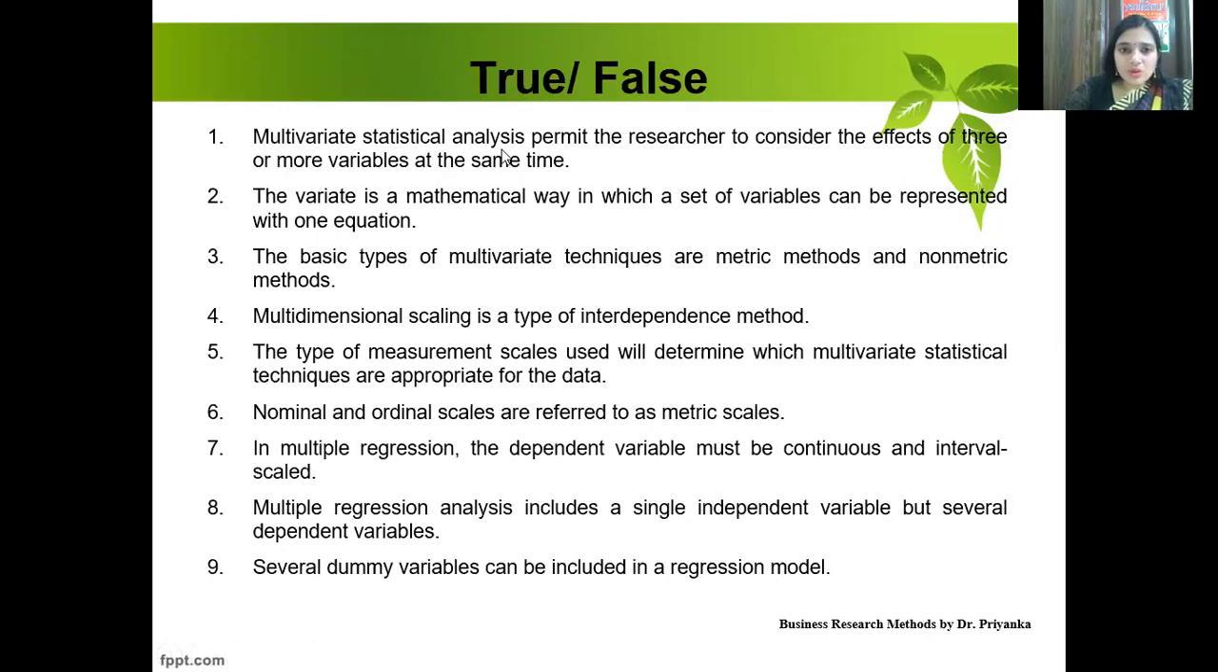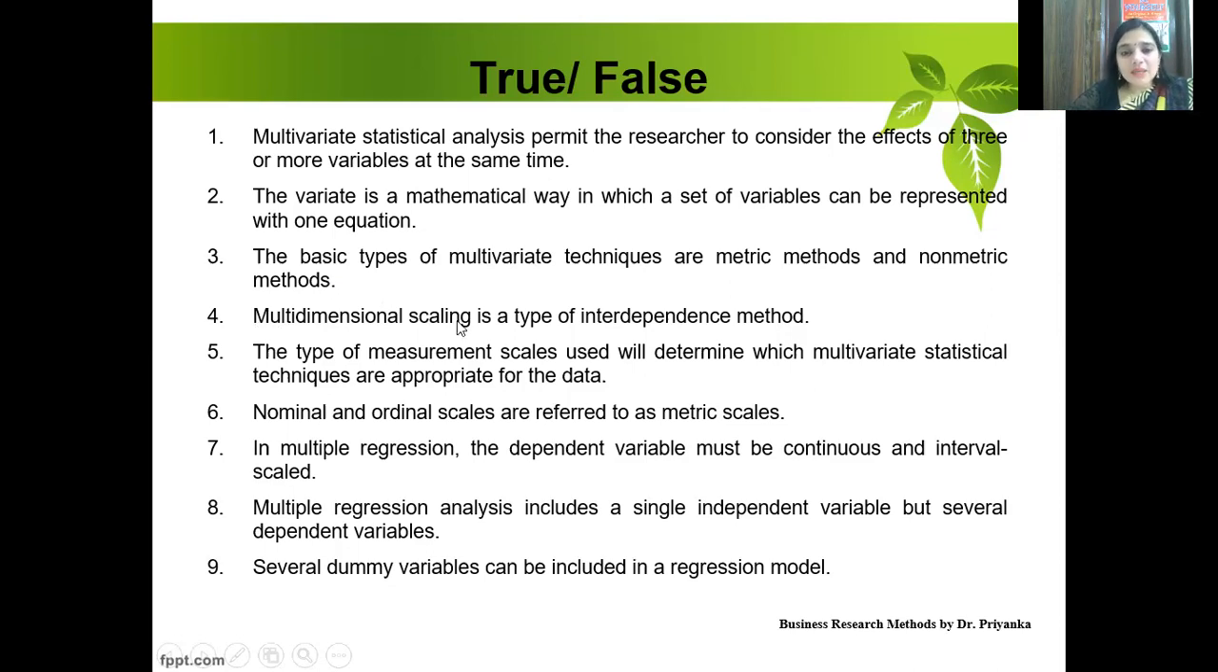Now let us discuss some true false. Number one, multivariate statistical analysis permits the researcher to consider the effects of three or more variables at the same time. Yes, this is the actual definition of multivariate statistical analysis. So it is true. Second, the variate is a mathematical way in which a set of variables can be represented with one equation. Yes, it is true. Third, the basic types of multivariate techniques are metric methods and non-metric methods. Is it? The basic types of multivariate techniques are dependence and interdependence techniques. So it is false.